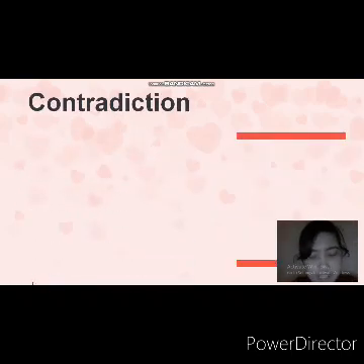Next, contradiction. A contradiction is a statement that is always false. Example: A and the negation of A. For proof, use truth tables.